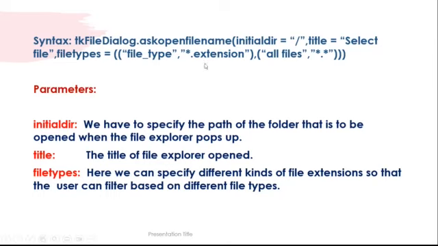So with the syntax, you should put some parameters additionally. That is called initialdir, where we specify the path of the folder that is to be opened when the file explorer pops up. Title is the title of the file explorer. At last, filetypes, where you can specify different file extensions so that the user can filter based on the different file types. For example, in the D colon, I want to open the folder called image parsing. In the image parsing, I can open a file like a PPT or doc, anything.